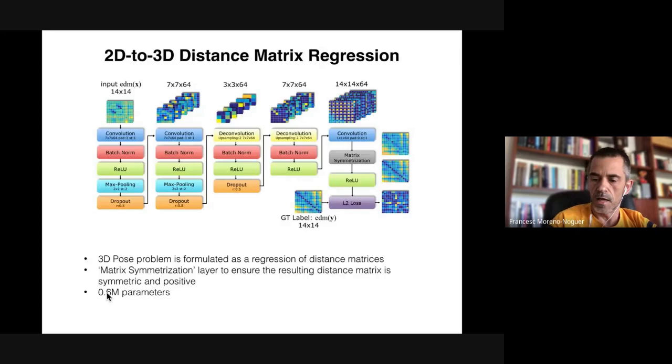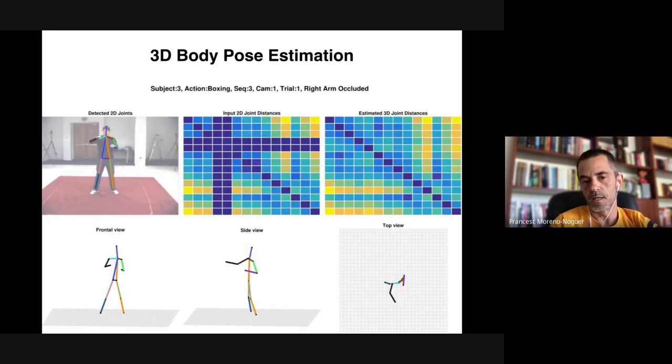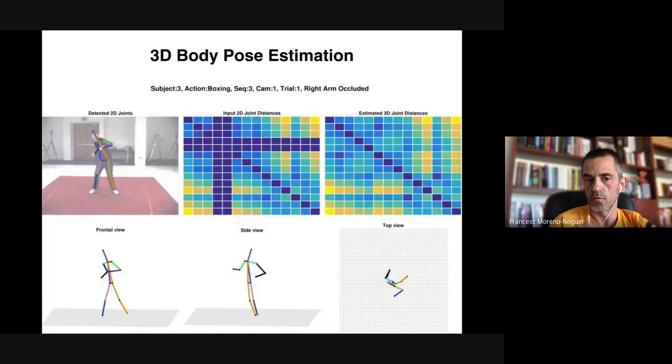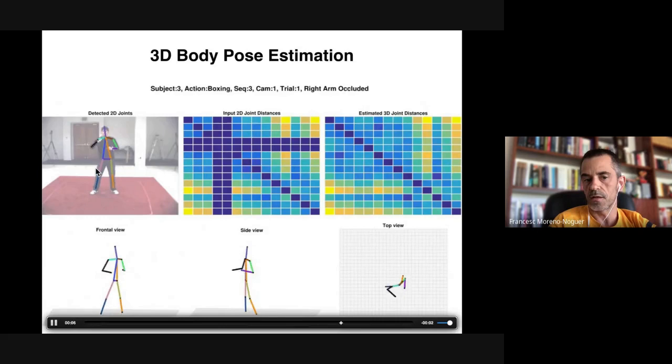What I show you here is what we got if, in that case, we occluded part of the input image, right? Let's assume that we have these 2D joints detected, and these joints that are on the right part of the arm are occluded. Occluded means that they are not seen. And how do we represent this? We just remove these entries from the input Euclidean distance matrix. So you see that these columns and rows are not seen by the algorithm.